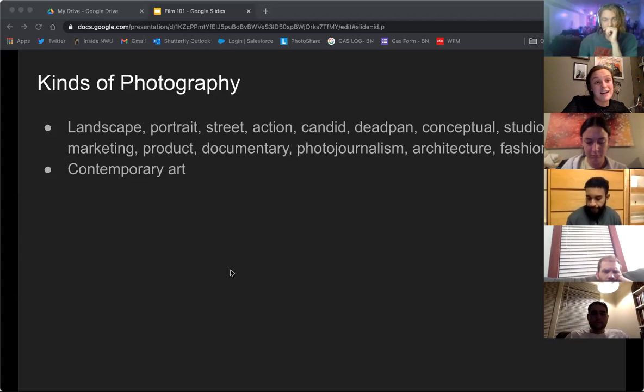Literally so many kinds that all have small differences that sometimes blur into each other, and it's really very confusing. And a lot of them are self-explanatory: landscape, nature, architecture, photojournalism. So those are things that are already in our vernacular.